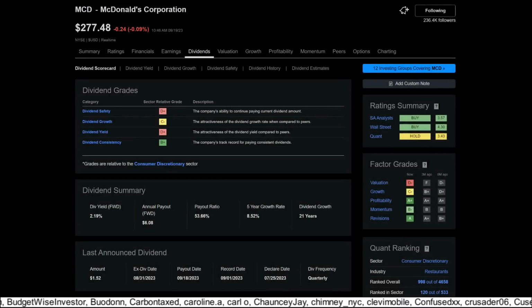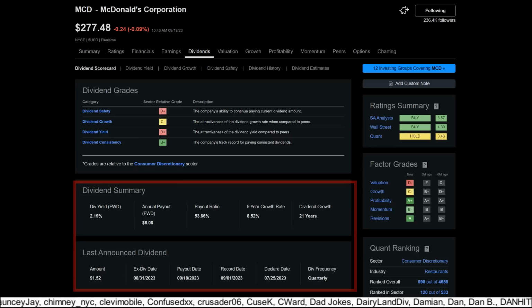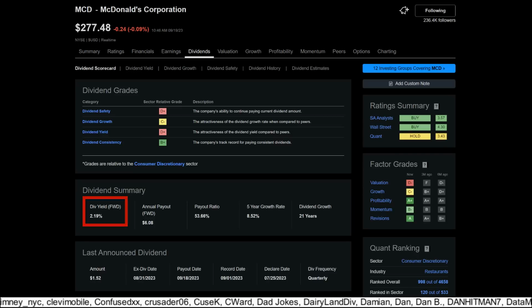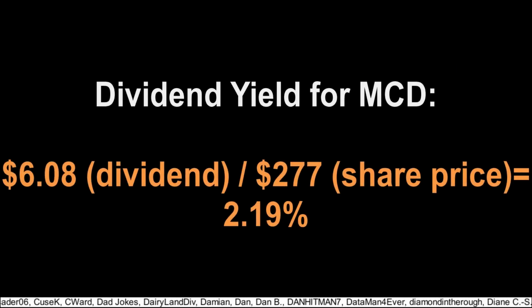Like this is what you'll see if you search for McDonald's on Seeking Alpha and then you click on the Dividends tab. We see that McDonald's is trading at $277 a share and is a tiny bit red today, and if we look down at the dividend summary section we see that the current yield is 2.19% and that the annual dividend payout is $6.08 per share per year. So if you divide $6.08 by 277, you get that 2.19% dividend yield.